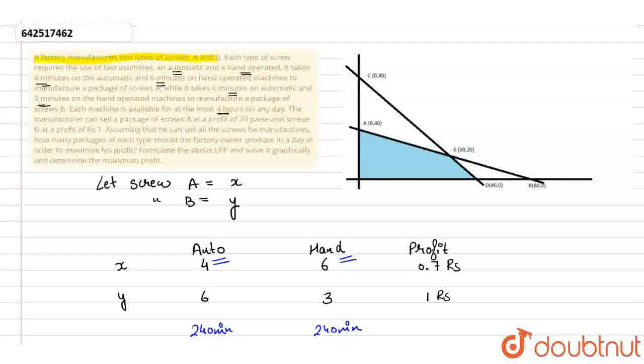So we have put the coordinates. Here is A (0, 40), B (60, 0), C (0, 80), and D (40, 0). If we make the straight line through them, we see that the point of intersection is (30, 20). So we need to find out the maximum of profit on points (0, 40), (30, 20), (40, 0), and (0, 0).